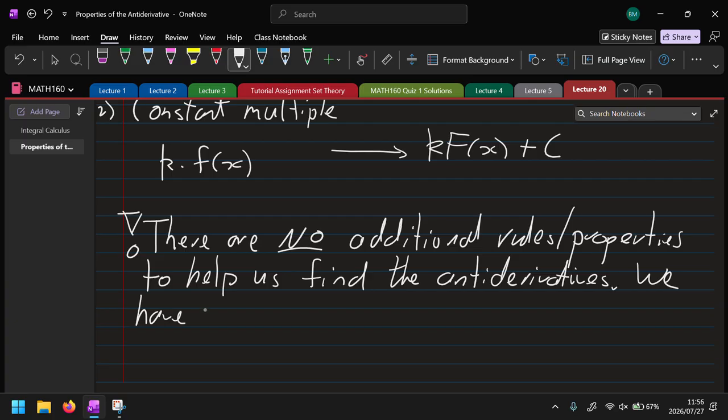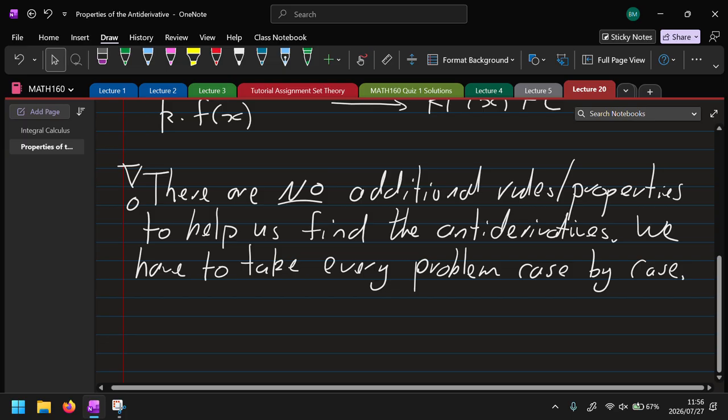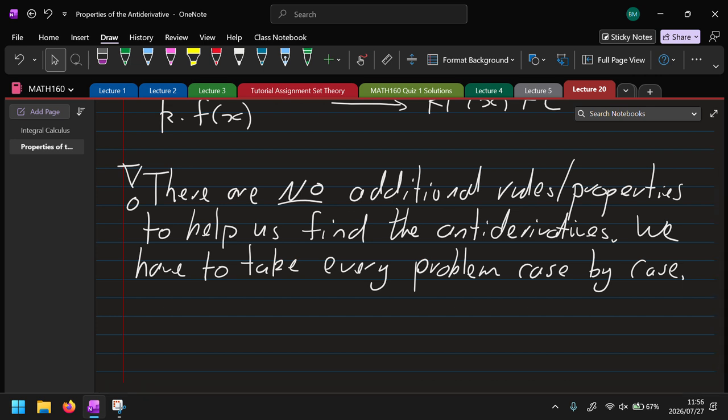Okay, we have to take every problem case by case. And that's what's going to be pretty much the whole of next year, semester 1, looking at all the cases for the different problems. So if you have a function and you times it by x, that will be case 1. There will be something to do there.